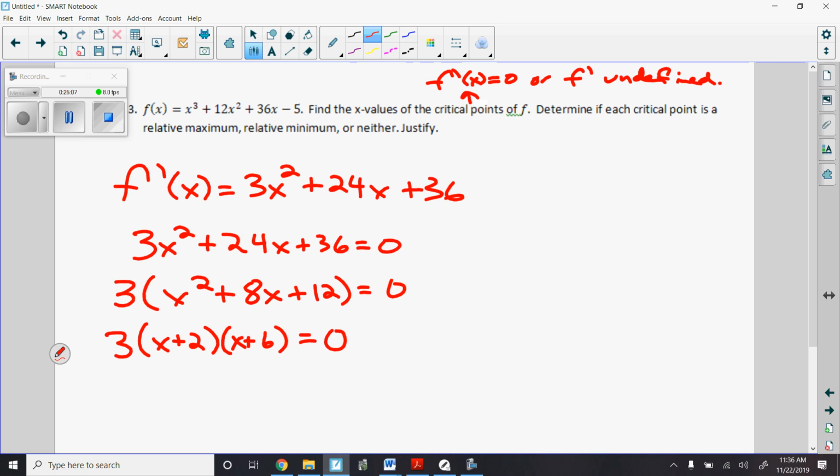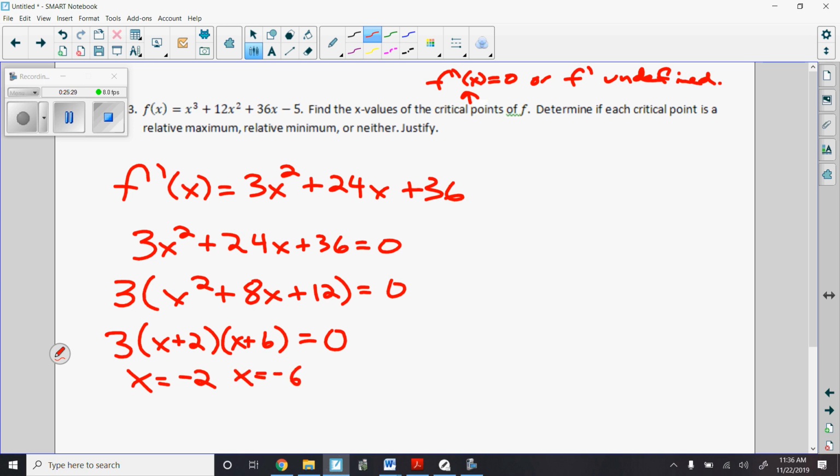So I ask myself, when does 3 equal 0? 3 never equals 0. That doesn't give me any solutions. The second term, x plus 2 equals 0 when x equals negative 2. X plus 6 equals 0 when x equals negative 6.